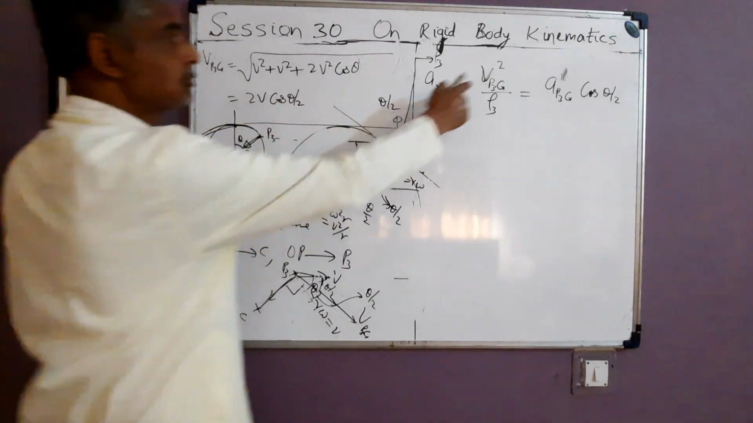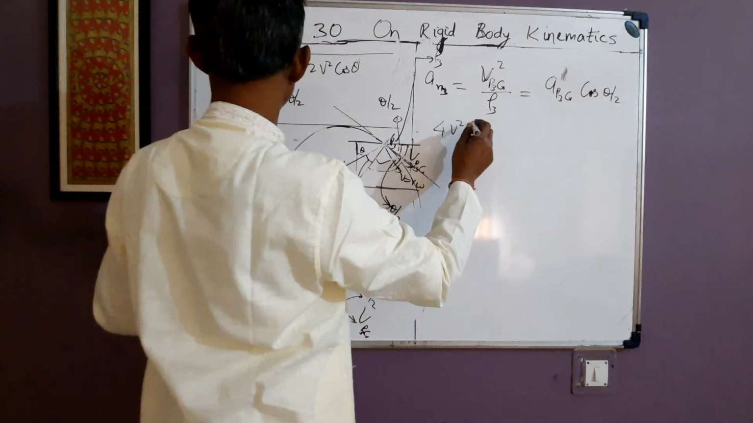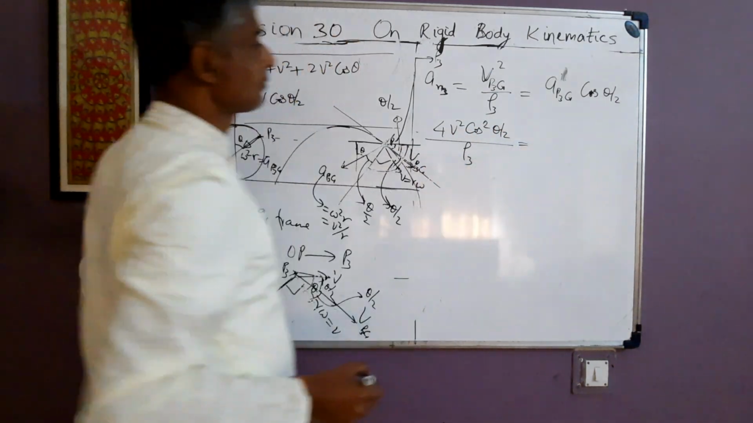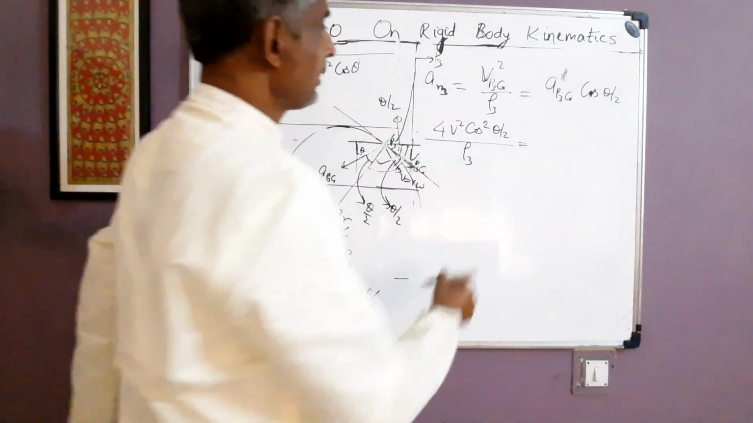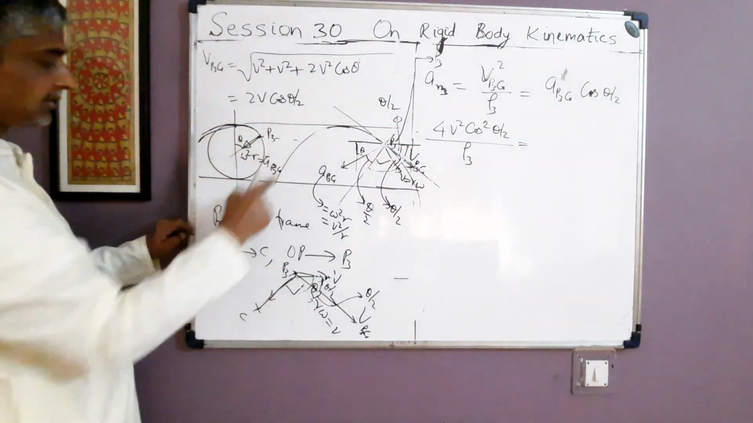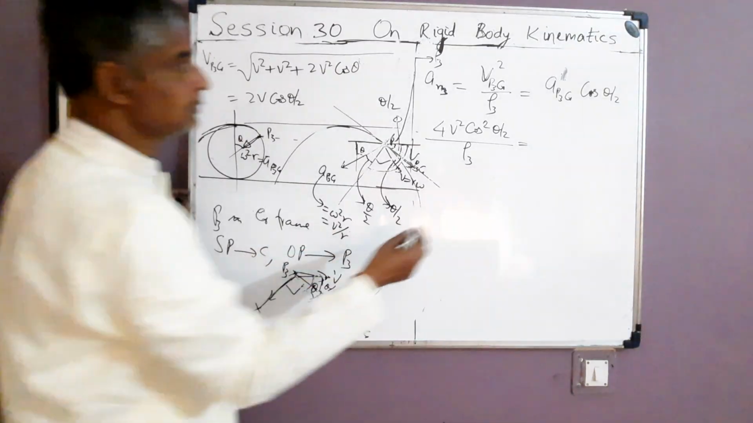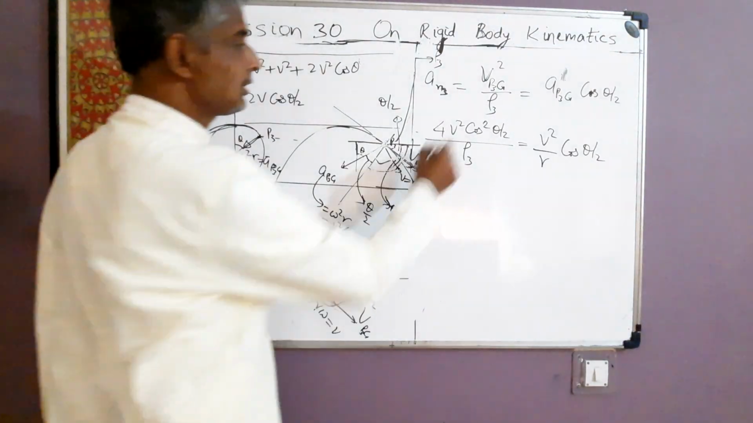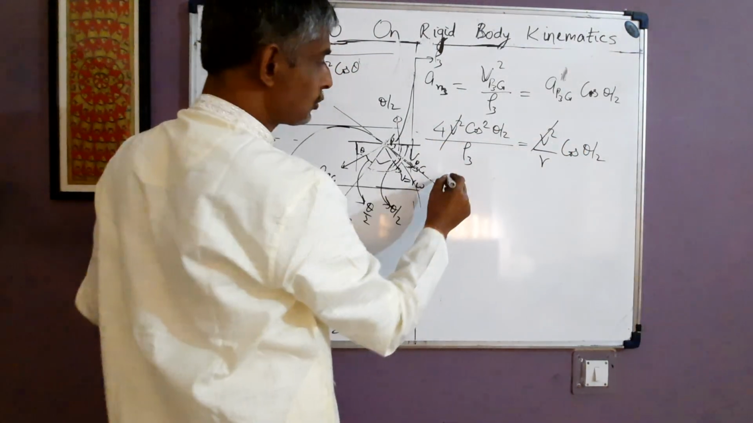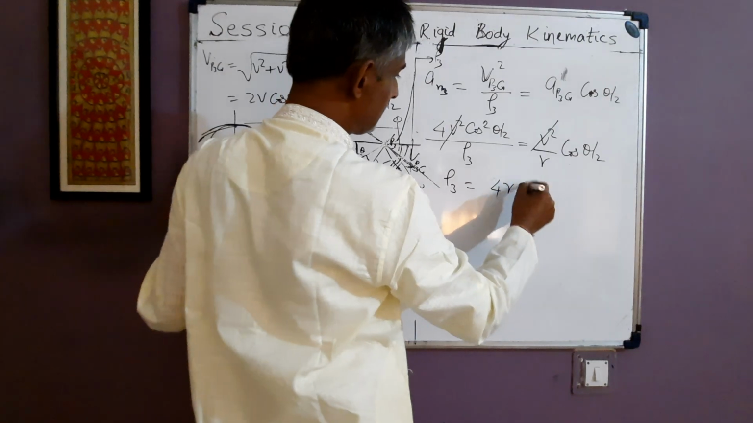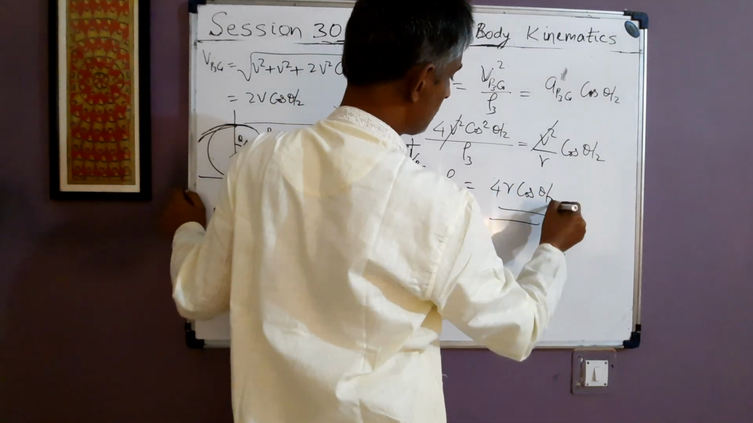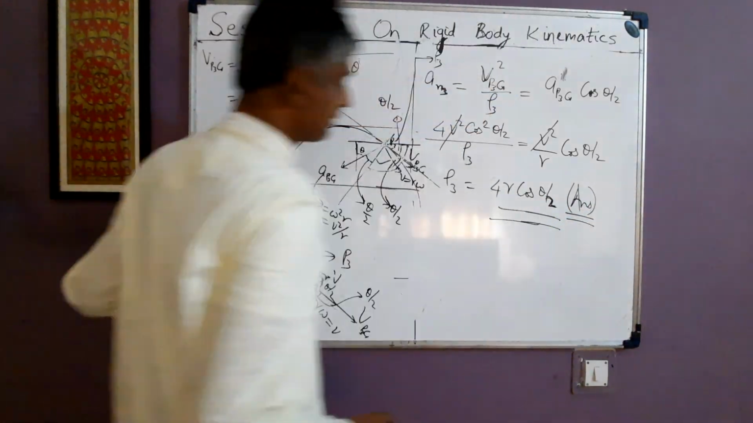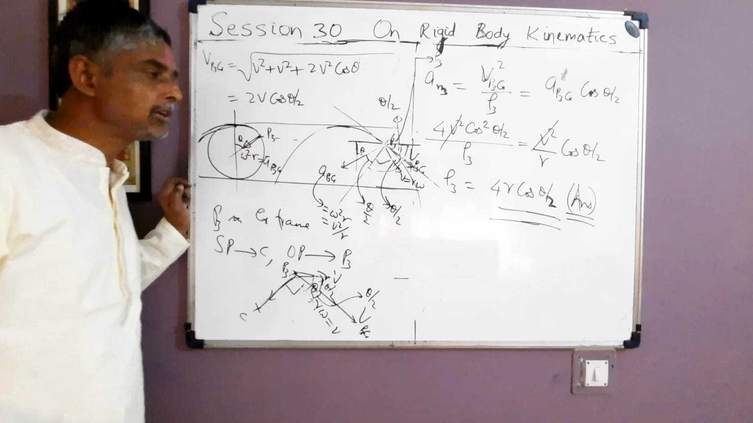Now Vp3G we have determined just now: 2V cos theta by 2. Substitute here. So 4V square cos square theta by 2 by rho 3. AP3G is simply omega square R, that is V square by R, times cos of theta by 2. Now see, V square goes away, one cos theta by 2 also goes away. So rho 3 becomes 4R cos theta by 2. Okay, so this is another answer, the third part of the question. So 4R cos theta by 2 is the required value of rho 3.